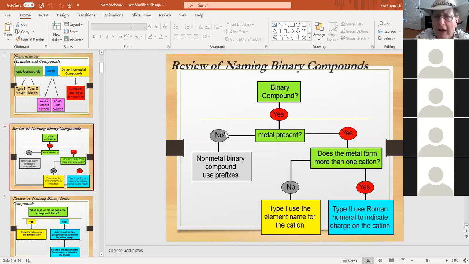All right, we're going to start with ionic rules first. We have a second question then. Can the metal form more than one type of cation? If the answer is yes, you need to determine the charge on that cation. Then you need to name that element with a Roman numeral that indicates the charge of the cation in parentheses after the element name. If the element can only form one cation, then just use the element name with no Roman numeral.